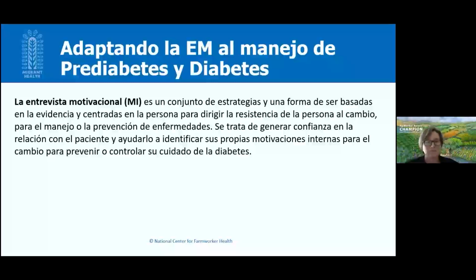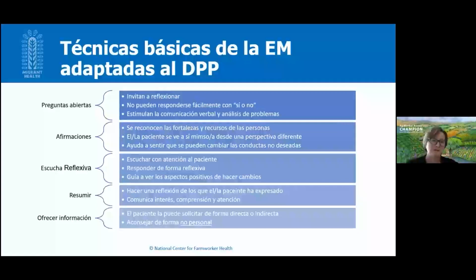And these motivational techniques can help to create that trust and can create the trust and the patient's involvement. So we're going to cover some of the basic techniques of the motivational interview. In this case, they're already adapted to the DPP.